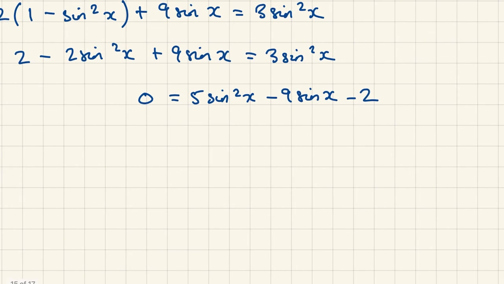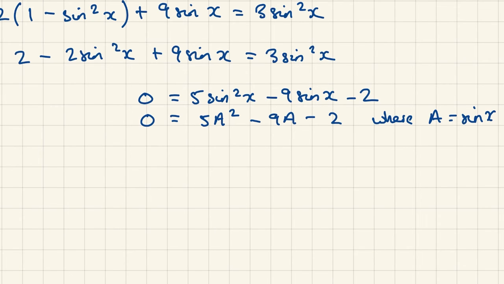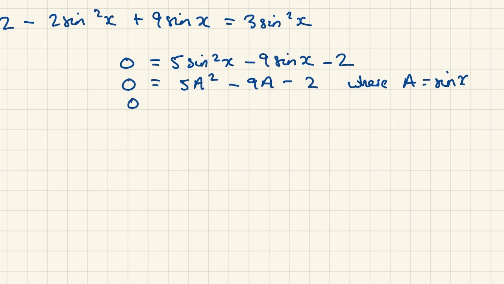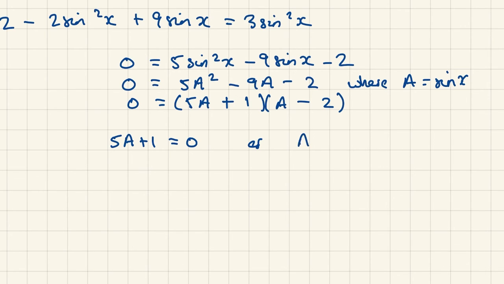And then I could do this with a substitution. I'm going to say this is 0 equals 5a squared minus 9a minus 2, where a equals sine x. So that now becomes 0 equals 5a and a, 2 and a 1, and we want to have that and that to give us the following: either 5a plus 1 equals 0 or a minus 2 equals 0.